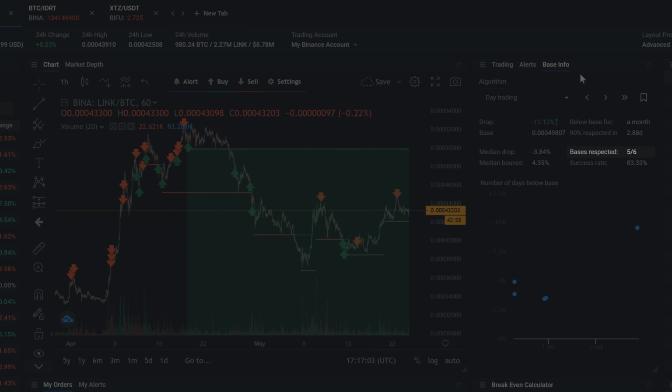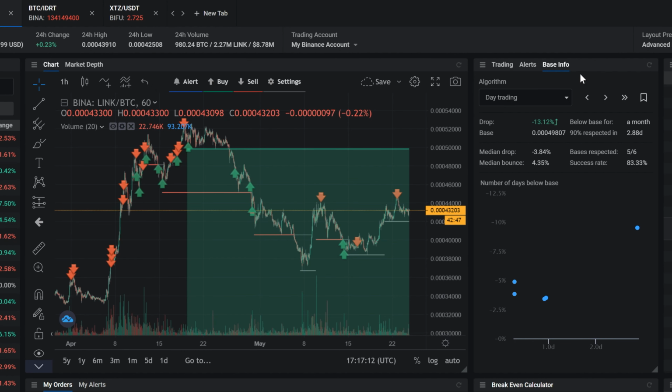Bases respected, how many bases have been cracked or dropped 3% below the base, and how many of them have been respected or returned to the base or higher. Success rate is a percentage value of the bases respected. The number of days below base scatter chart shows the drop percentage and time it took each drop to recover. Usually, smaller drops recover faster and bigger drops take more time.